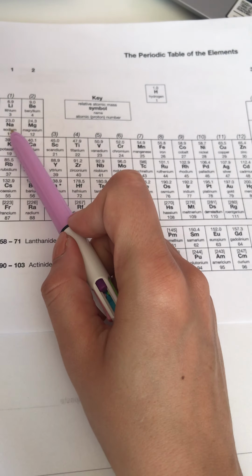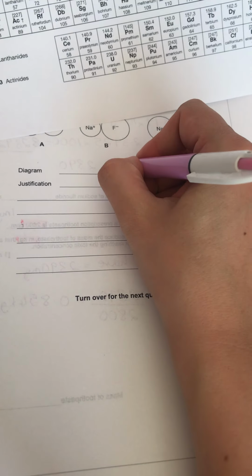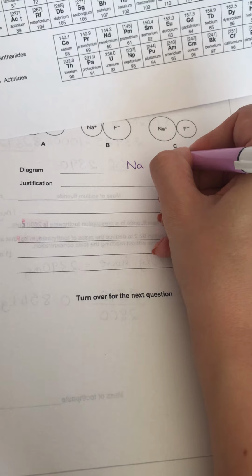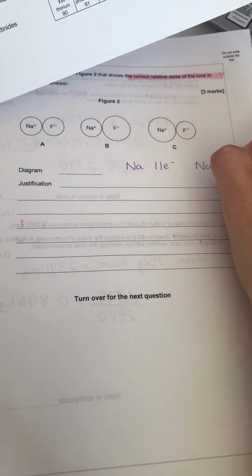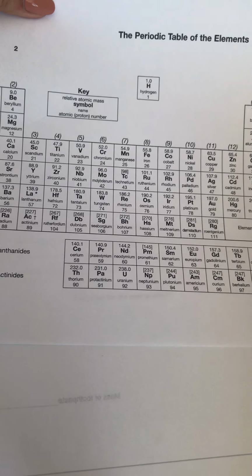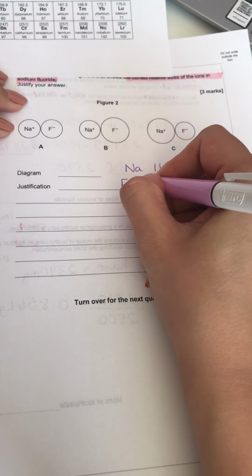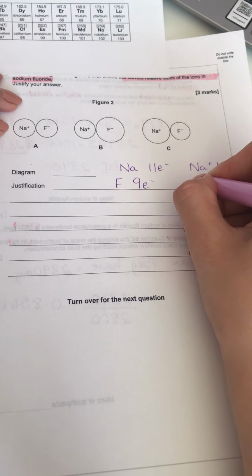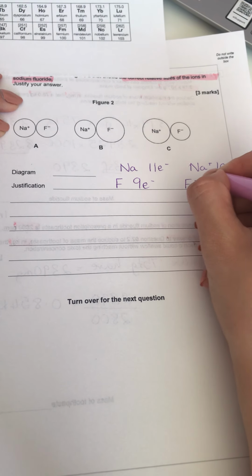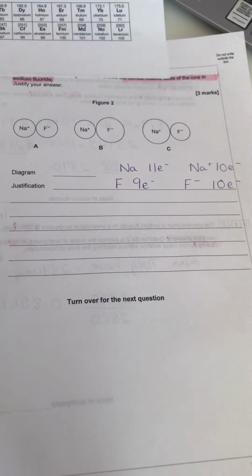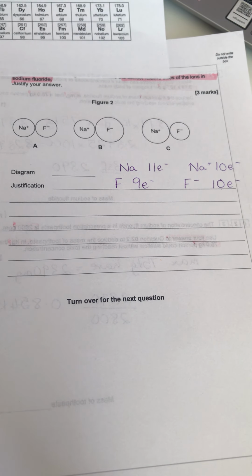So sodium has 11 electrons. However, if we've got sodium plus, that tells us there will be 10. And we've then got F, which starts off with 9 electrons. But again, if it's F minus, it will also have 10 electrons. So I can see here then that both of these ions have the same number of electrons.